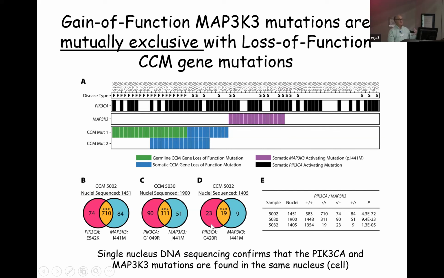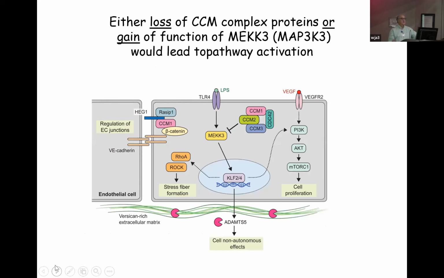We did single nucleus DNA sequencing, and we showed that they were by far in the same cell with high, high p-values, e to the minus 72, et cetera. Okay, so single nucleus confirms that this PI3 kinase mutation and the MAP3K3 are in the same cell. So here's what's going on.